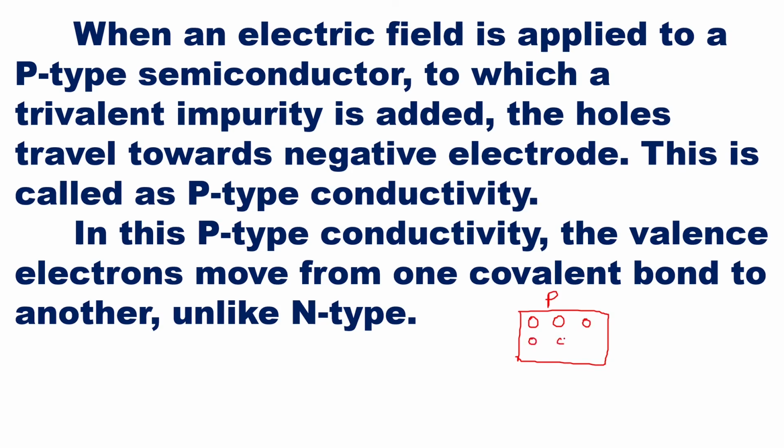These are holes. Now if you connect a battery with a positive terminal here and a negative terminal here, the holes are considered as positive charge, so they will be attracted toward the negative terminal of the battery, and the positive terminal of the battery will repel these holes. That means the holes are going to move in this way for this type of battery connection.